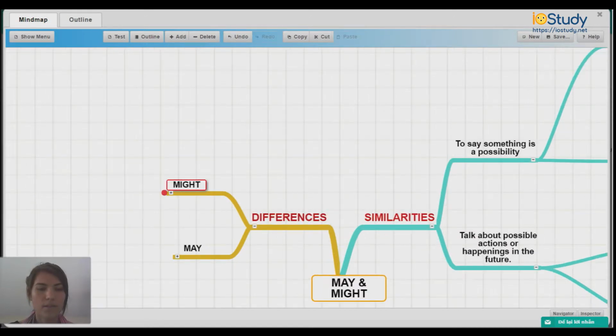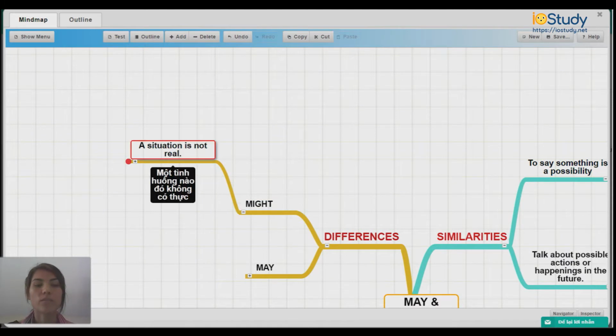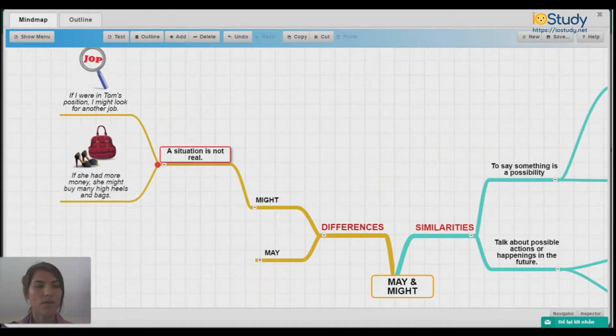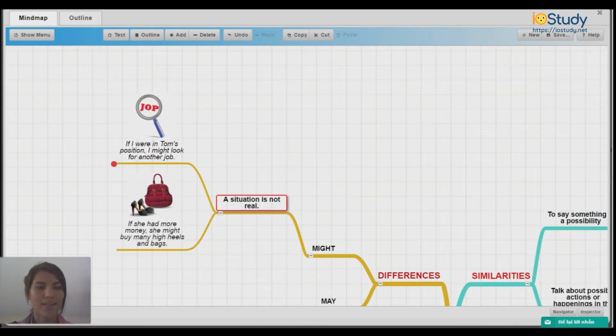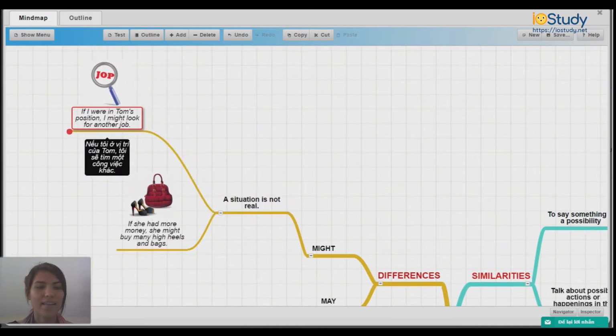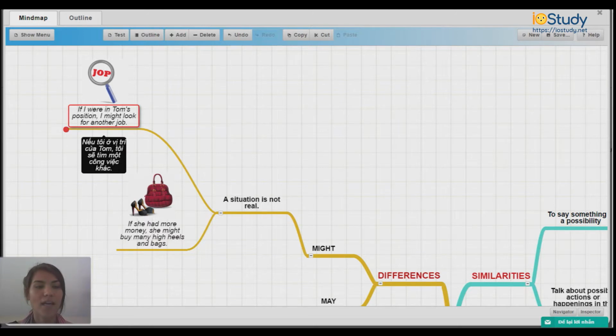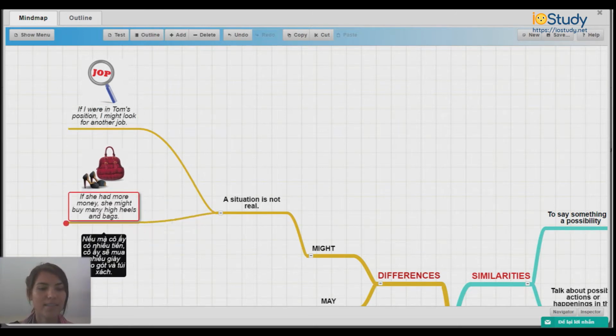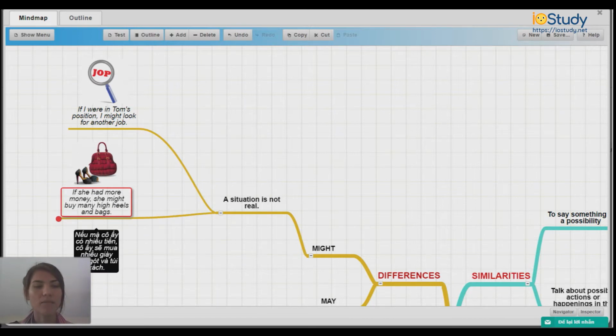So first let's focus on might. We use might when a situation is not real. For example, if I were in Tom's position, I might look for another job. And if she had more money, she might buy many high heels and bags. So in both of these situations, the situation is not real.